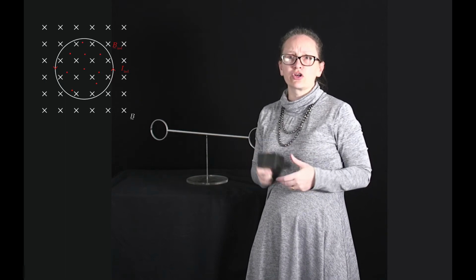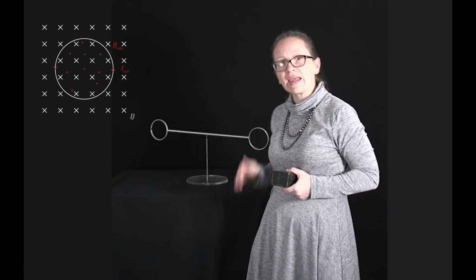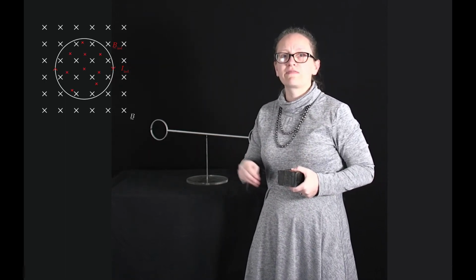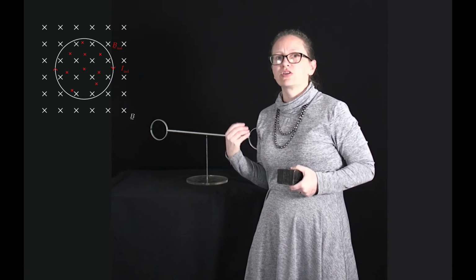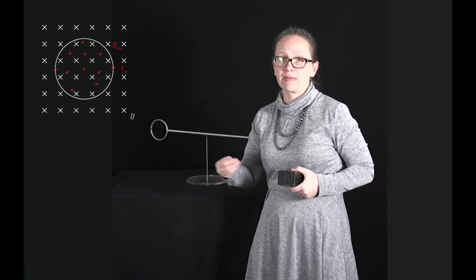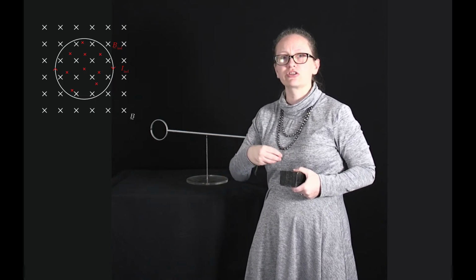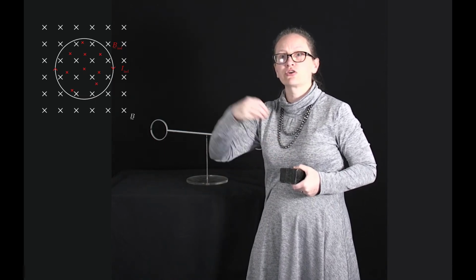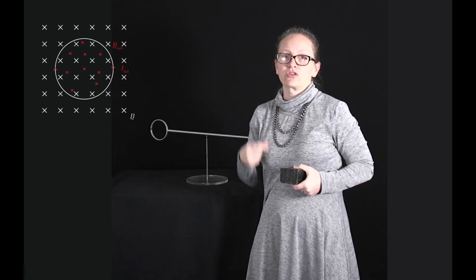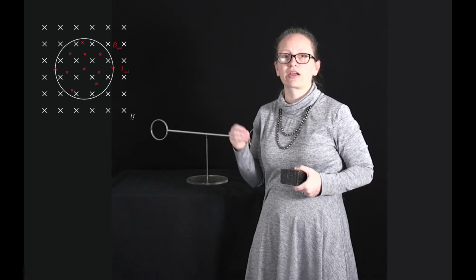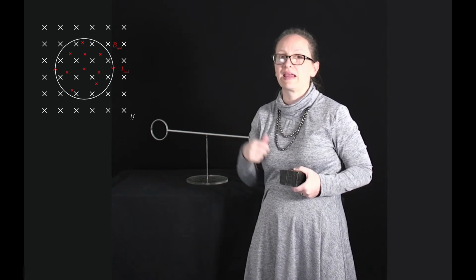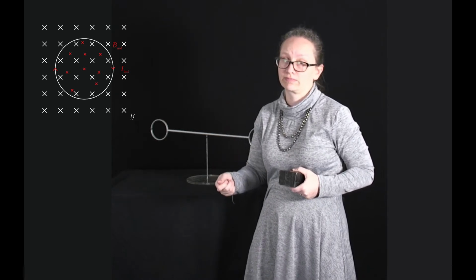Now, as I move the north pole of the magnet away from the loop, I've got a decreasing magnetic field into the screen. So in this case, the induced magnetic field is going to oppose that change, so it's going to be a magnetic field which is also into the screen. So to get a magnetic field into the screen in this case, I need the current to flow around the loop in a clockwise direction.